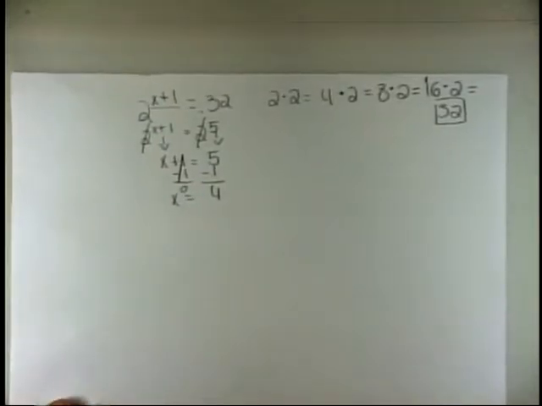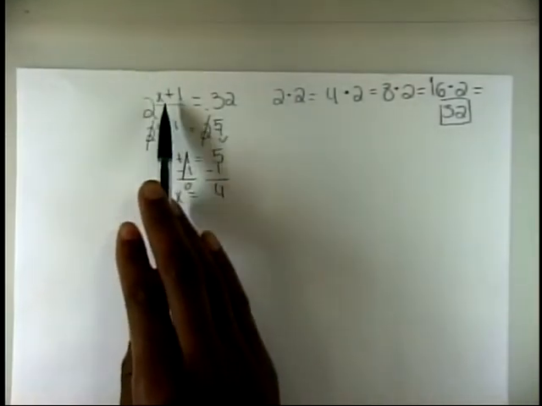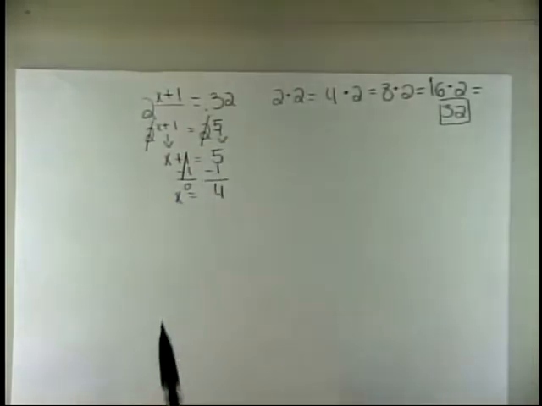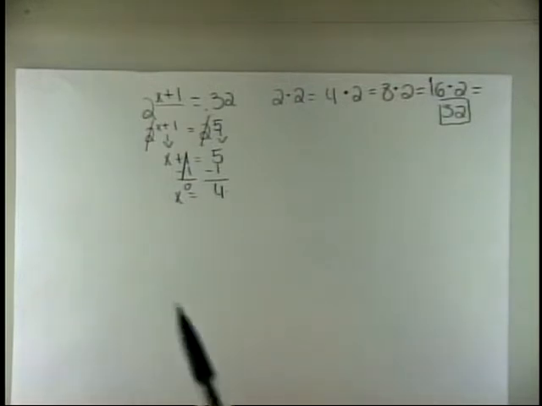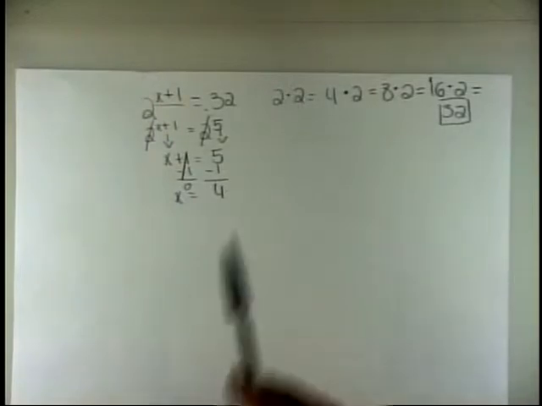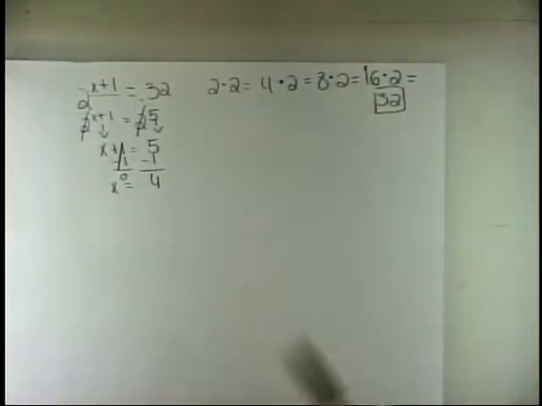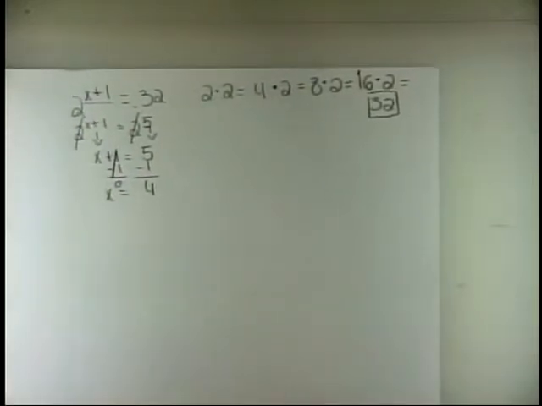Well, let's review to see how we got this. First, we have our equation 2 to the x plus 1 power equals 32. You have to ask yourself, how can I cancel out the 2? How can I get 2 to what power to give me 32? And you come over here to the side and you say, well, if you don't know it off the top of your head, you just keep on multiplying times 2 till you get to 32.